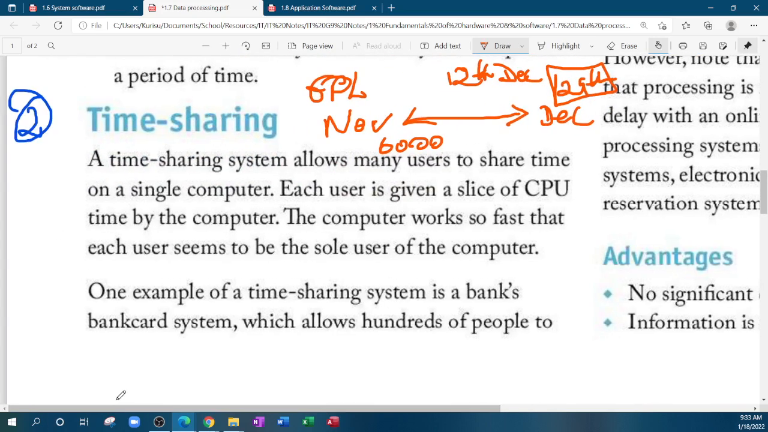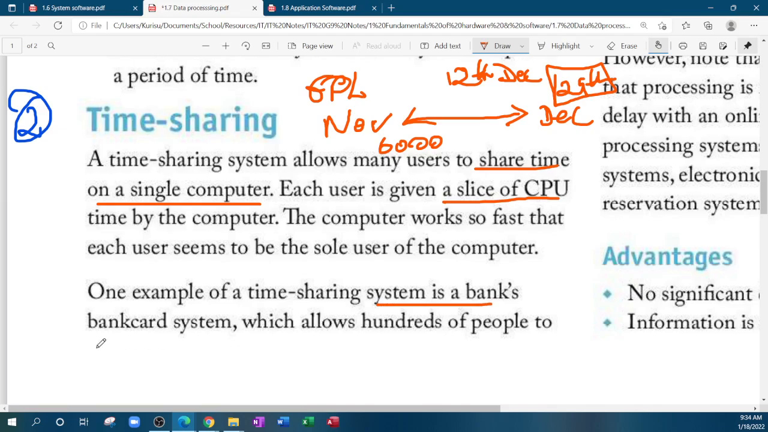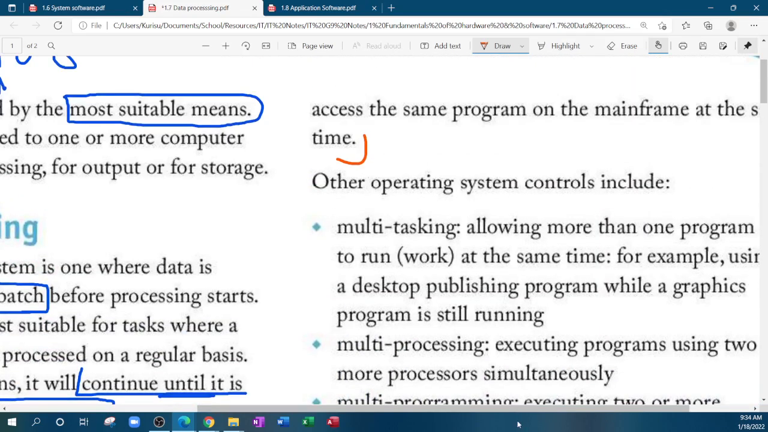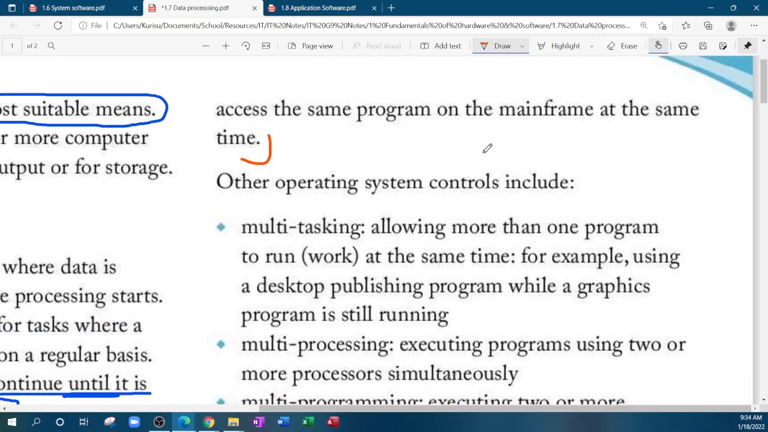Time sharing. A time sharing system allows many users to share time on a single computer. Each user is given a slice of CPU time by the computer. The computer works so fast that each user seems to be the sole user of the computer. One example of a time-sharing system is a bank's bank card system, which allows hundreds of people to access the same program on the mainframe at the same time. Very good.